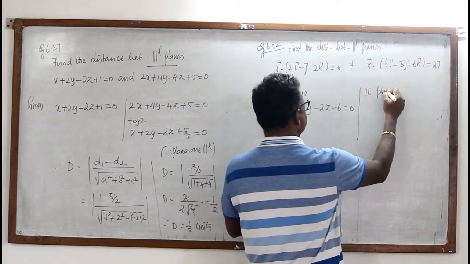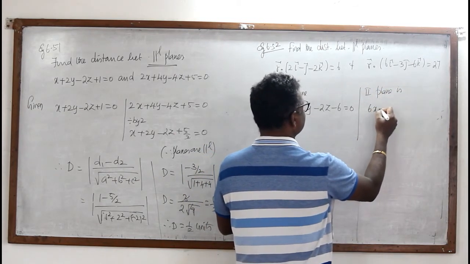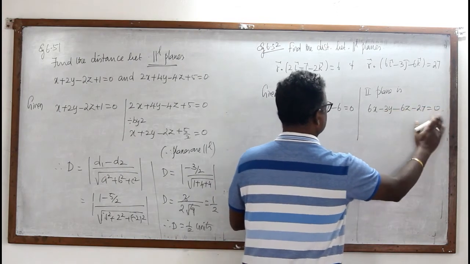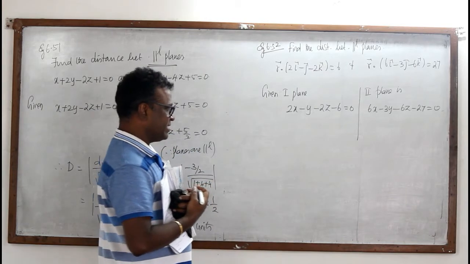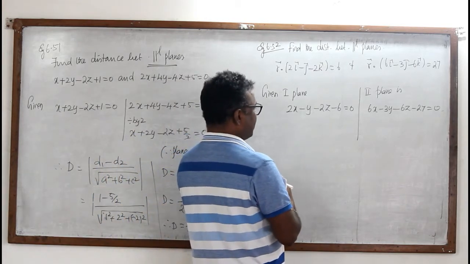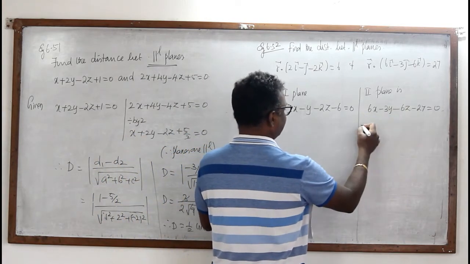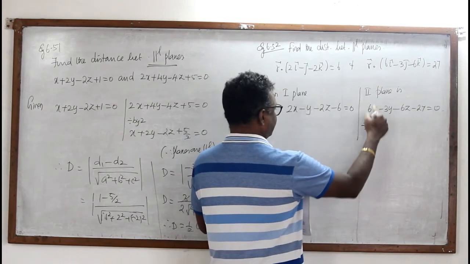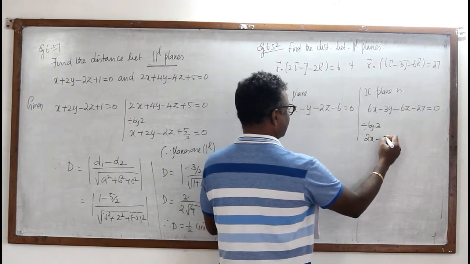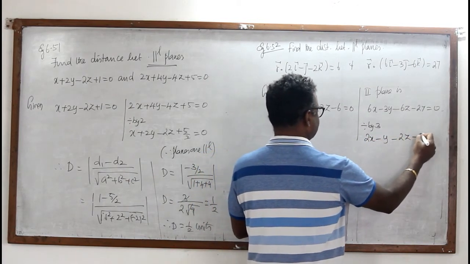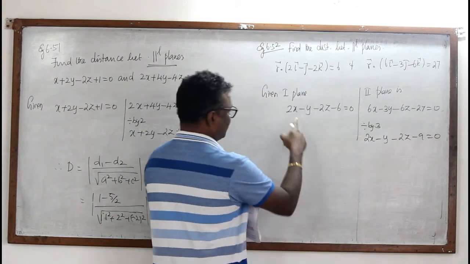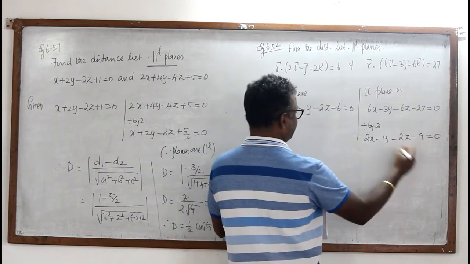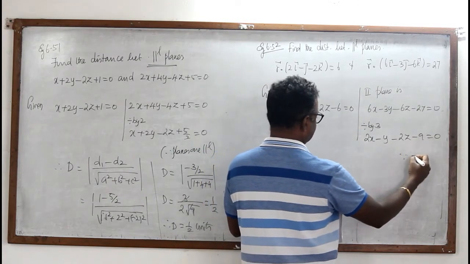The second plane is 6x minus 3y minus 6z minus 27 equal to 0. So these are the two planes. We shall see whether the planes are parallel. Shall I divide by 3? Divide by 3, then this becomes 2x minus y minus 2z minus 9 equal to 0. When you compare 2, minus 1, minus 2, the planes are parallel because they differ only by constants.